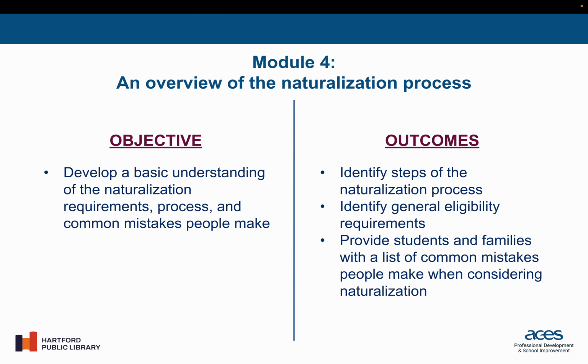In this module, you'll develop a basic understanding of U.S. naturalization eligibility requirements and the naturalization process. You will also learn about some common mistakes made by candidates for naturalization. As a result of this learning, you should be able to identify the steps of the naturalization process, understand eligibility requirements, and provide students and families with a list of common errors to avoid. We encourage you, as always, to refer students and families to reliable resources about naturalization so they can get expert legal counsel on these matters.